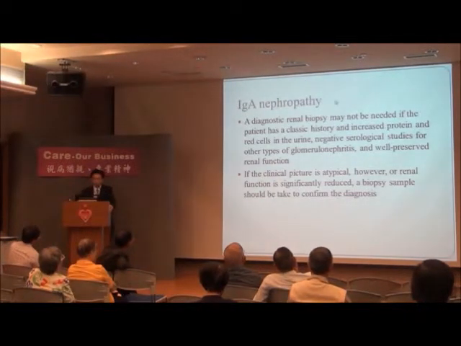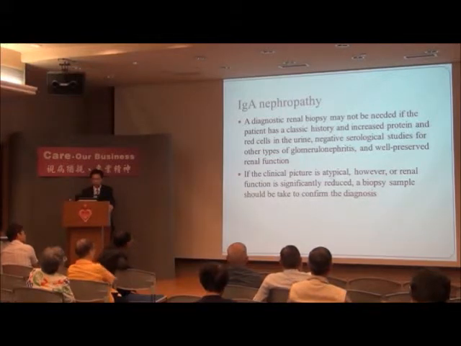A diagnostic renal biopsy may not be needed for IgA nephropathy if the patient has a classic history and increased protein and red cells in urine, negative serological studies for other types of GN, and well-preserved renal function. However, if the clinical picture is atypical, or the renal function is significantly reduced, a biopsy should be performed to confirm the diagnosis.